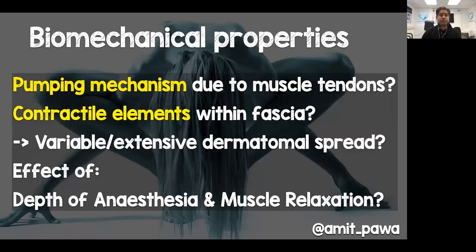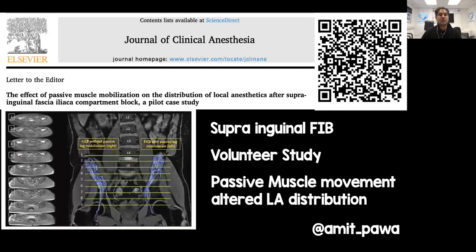Fascia is dynamic. So you may have a pumping mechanism due to muscle tendon insertions. There may even be contractile elements within the fascia, and these may explain why you get a variable or extensive dermatomal spread just from a localized injection. But we don't know the impact of depth of anesthesia or muscle relaxation and how that will have an effect on the spread of local anesthetic within fascias.